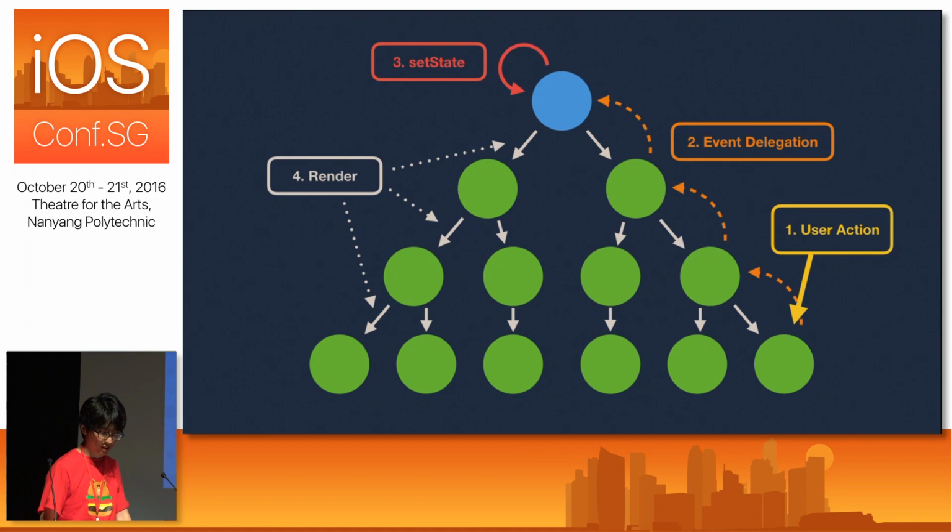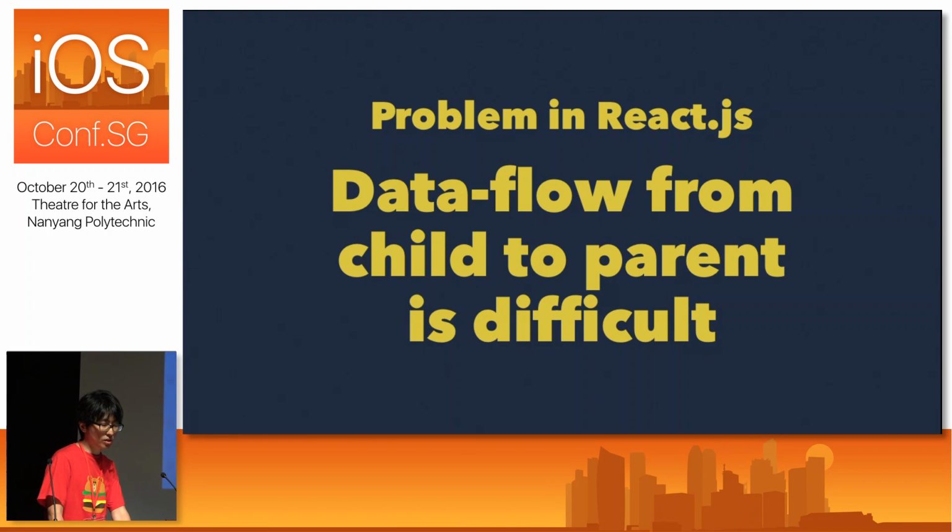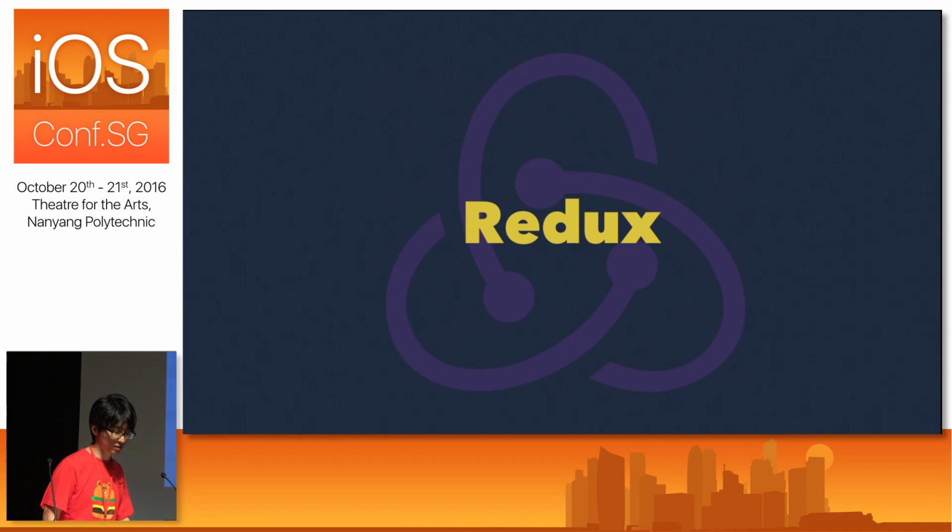But in this process, we find a bit of a difficulty. That is, we have to delegate the event from bottom to top, one by one. And this is really cumbersome. So we can say that React.js is good at performing top-down data flow, but it has difficulty in bottom-up data flow. And how can we improve this problem? Actually, JavaScript developers don't use React.js as a standalone framework. They also use a companion library, and that's called Redux.